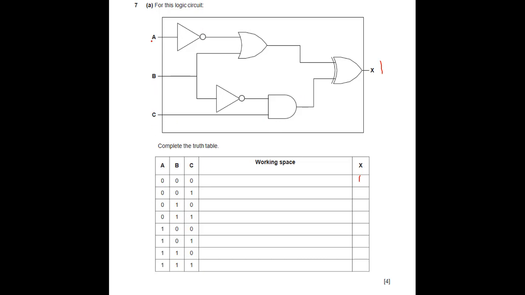Now we have 0, 0, 1. This would become 1, which would be 1, 0, 1, 1, 1, which would be 0, because this only works on the ORs, and this is 2 1s coming in. This one is 0, 1, 0. So 0 would give us the 1. We'd have this 1. So that would become a 1. That's fine, because it's an OR.